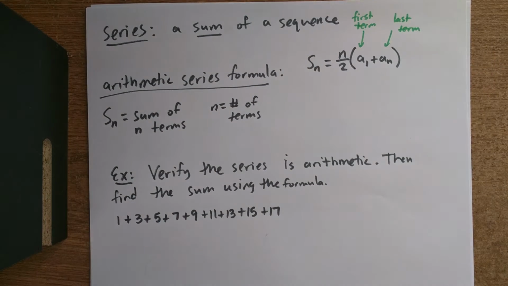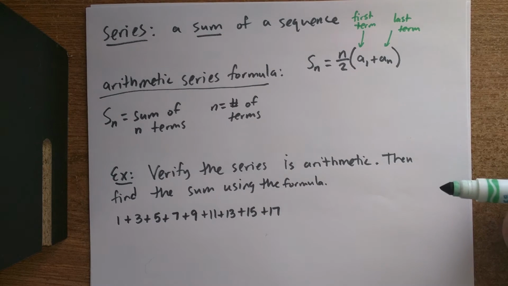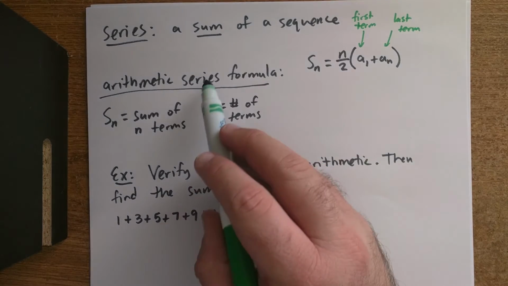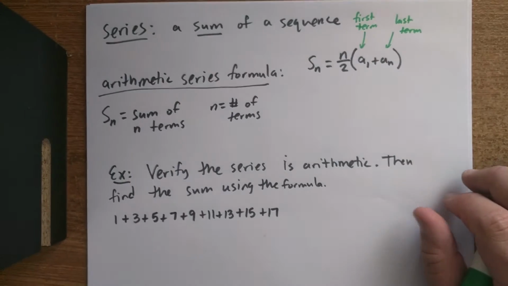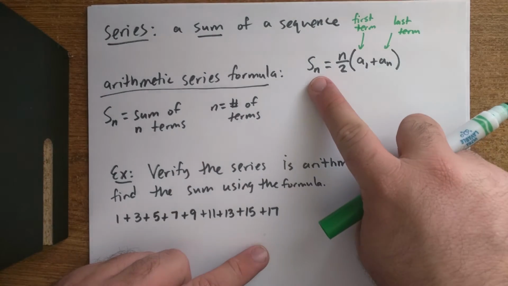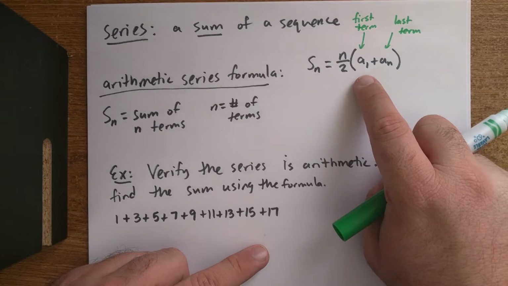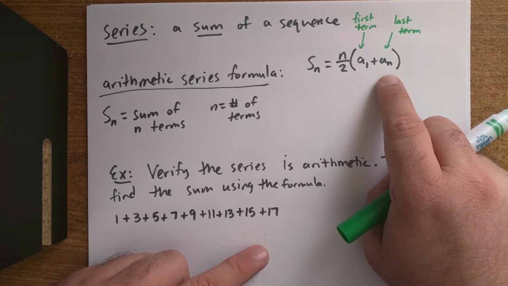Now, we just saw what a sequence is, but the title of this is Sequences and Series. So, go ahead and copy this down. All a series is, you take a sequence and you just add all the numbers up in the sequence. So it's a sum of the sequence. For an arithmetic series, here's the formula. It says S sub n equals n over 2 times a sub 1 plus a sub n.